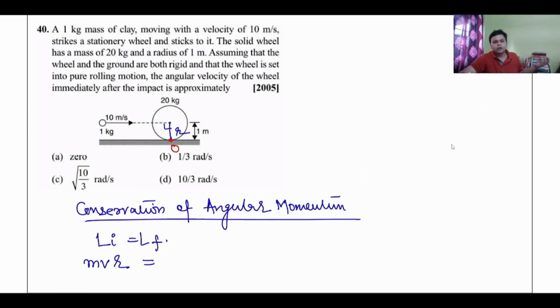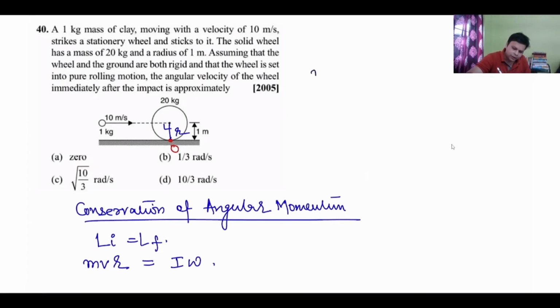The clay comes and sticks to the wheel, and the wheel is set into pure rolling. So what is the angular momentum of the wheel? It is I omega, similar to mv. Momentum is mass into velocity, so angular momentum of the wheel is I omega. Mass is replaced by I, the mass moment of inertia, and linear velocity v is replaced by omega, the angular velocity. This is the final momentum. So let me try to solve it.